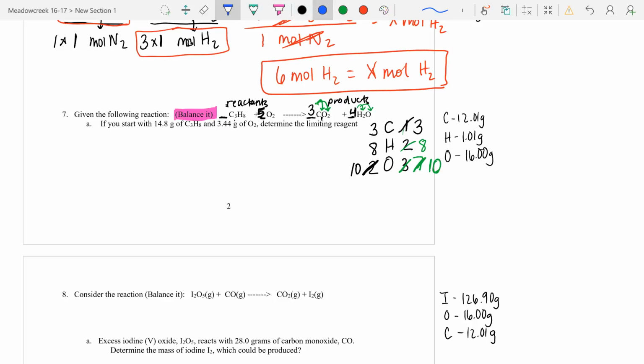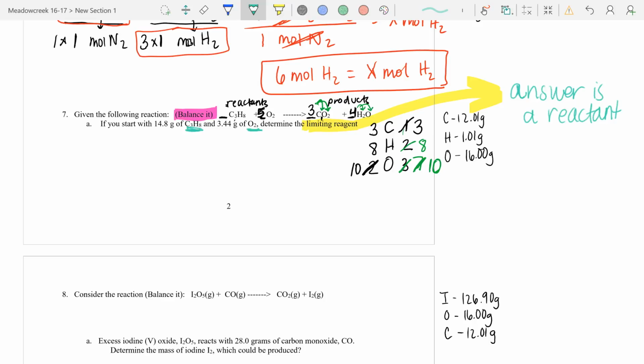Now, the key thing here is if we look at A, it says if you start with 14.8 grams of C3H8 and 3.44 grams of oxygen, determine the limiting reagent. Now, that is a huge thing here. They want to know the limiting reagent. And what that means, we're just going to come over here for a second. What that means is that your answer is a reactant. Meaning your answer is either going to be C3H8 or O2. You have to pick one.